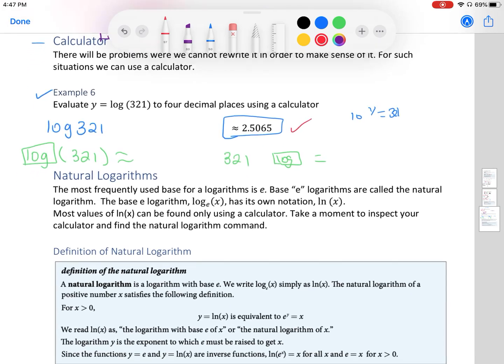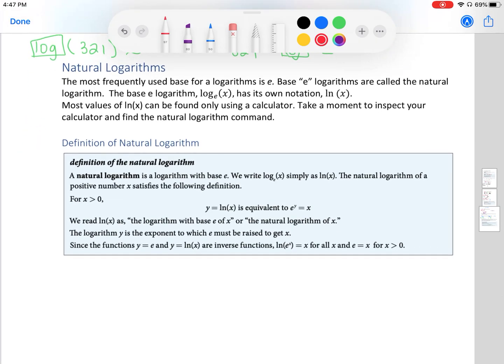Now, just like common logarithms, there's natural logarithms. The most frequently used base for a logarithm is e. Base e logarithms are called the natural logarithm. The base e logarithm, log base e of x, has its own notation, ln. And when I write it using homework or notes, I always do a cursive L and an N, so I don't confuse it with a 1, because I will probably confuse it with a number. Just a hint. Most values of ln can be found only using a calculator.